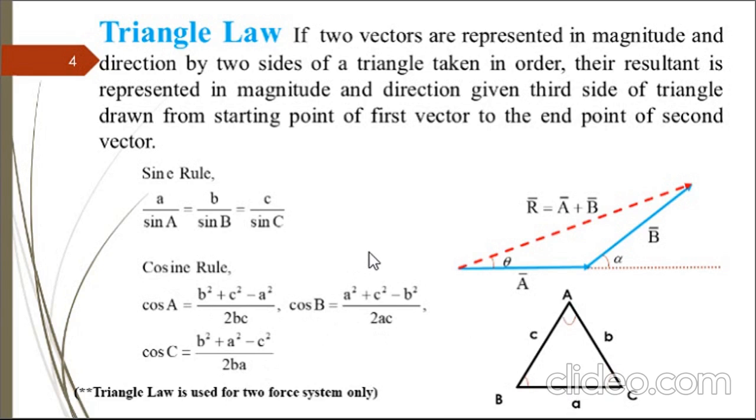Now, one of the most important things in case of triangle law is that triangle law is used only for two force systems. It means whenever there are only two forces in a system, then only the triangle law can be used. If it is more than two forces, triangle law is not at all used to determine the value of resultant force.